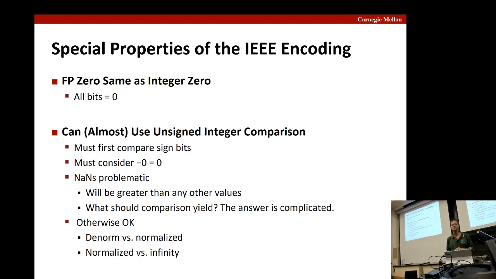So some properties of this. If you recall, if every bit is 0, that's interpreted as 0, okay? And that's nice because it's the same bit sequence as a 0 in integers, in 2's complement or unsigned. So that's good. The positive 0 is the same. The other thing that's interesting is that if you want to compare two floating point numbers, you can almost get away with just looking at their bits as unsigned numbers and comparing them. Okay?